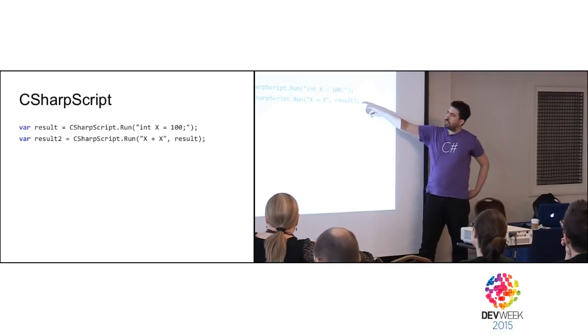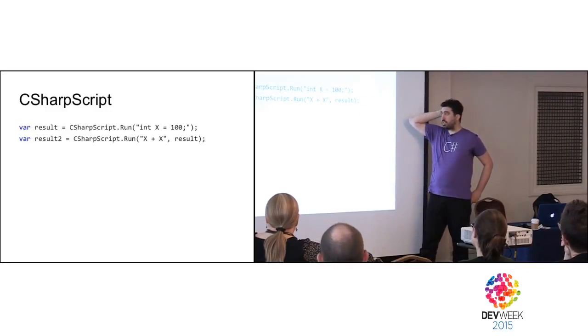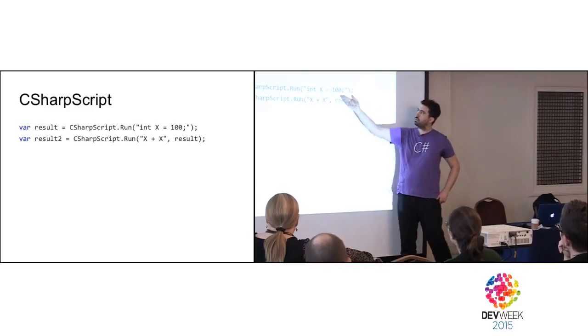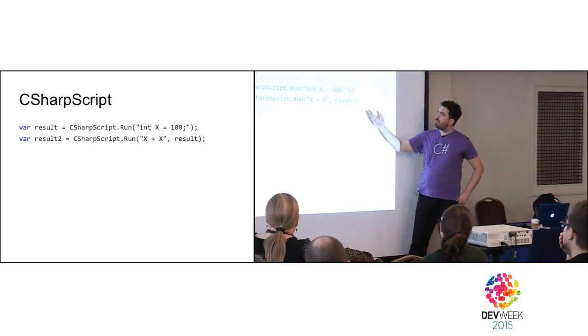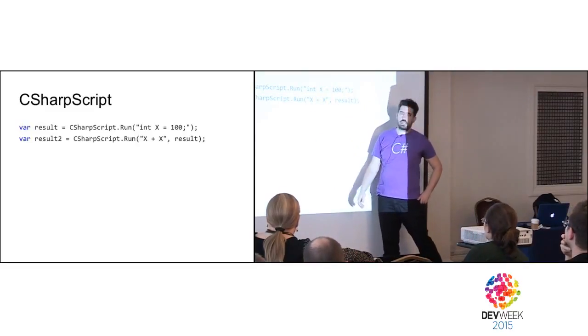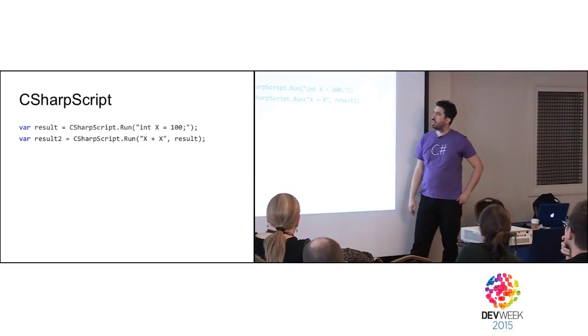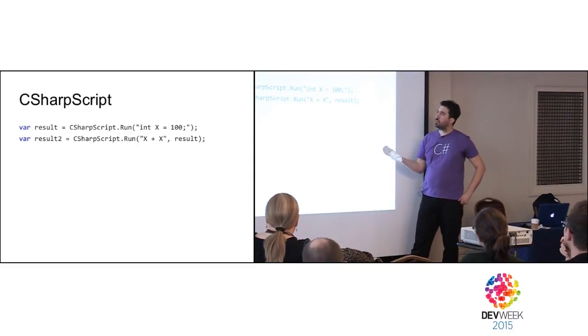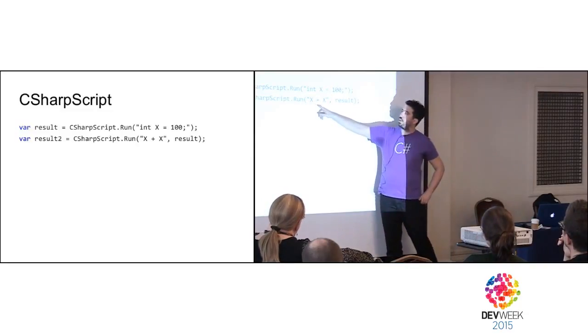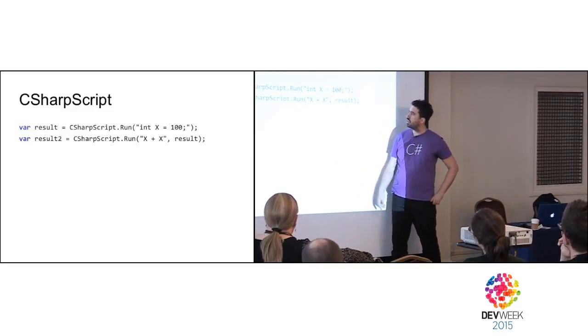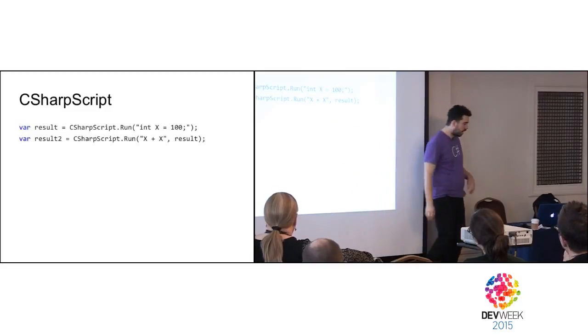So how do you use it? There's a C# script class, which you just give code. It will evaluate it, and the result will be a script state class, which will contain a return object. Some statements obviously have no return value. This one evaluates to 200, right? And you would get 200. Okay, so how do we use that?